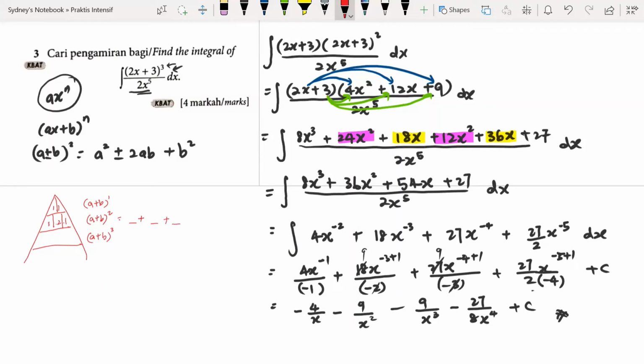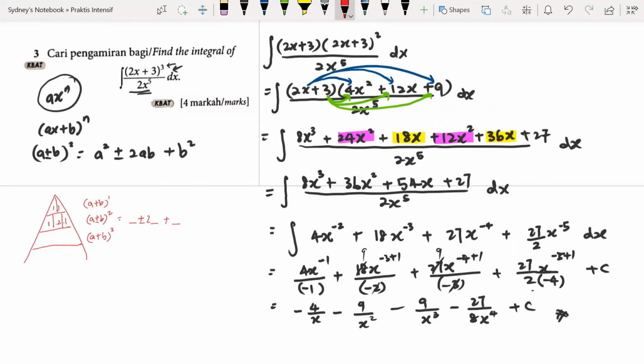If it is negative, then we will alternate positive, negative, positive, like this. So for the first term, the coefficient is 1, so we don't have to write it. For the second term, the coefficient is 2, so plus or minus 2. And for the third term, the coefficient is 1, we don't have to write it also.